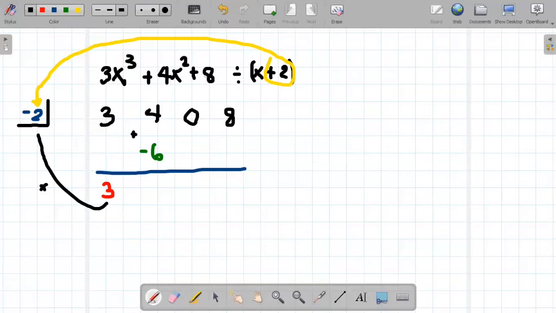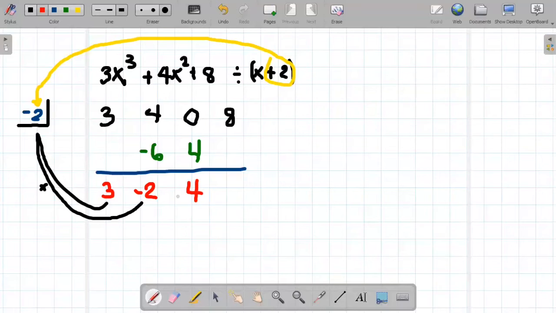4 plus negative 6. And what is 4 plus negative 6? So 4 plus negative 6 is negative 2. Okay? Proceed with the same step. Multiply. So negative 2 times negative 2 is positive 4. Then add. 0 plus 4 is equal to 4.